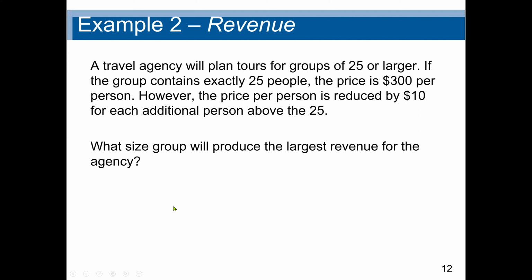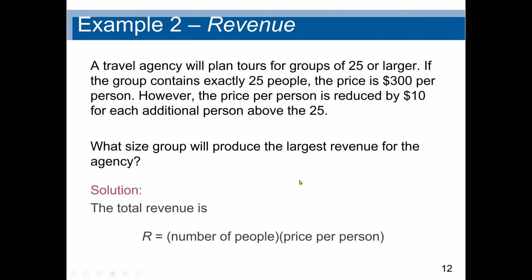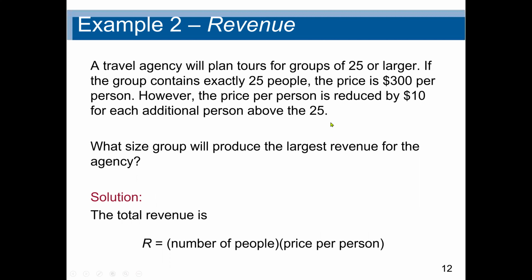Now, we want to maximize our profit. So the question says, what size group produces the largest revenue for the agent? The larger the revenue we have, maybe the more profit we get. So this is the whole concept of an optimization problem. We are trying to find the maximum point based on the number of persons. So here, the total revenue is what? The number of people times the price per person.